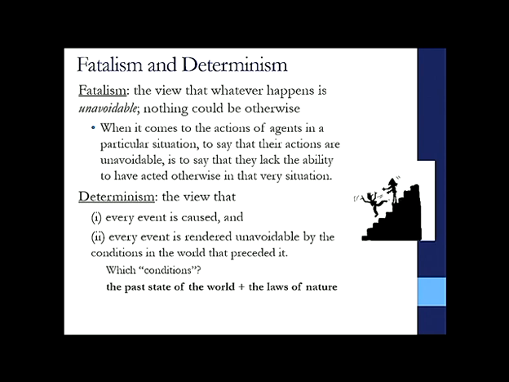But you can be a fatalist without being a determinist. You can say that everything that happens is rendered unavoidable, but it's not rendered unavoidable by the past and laws of nature. It's rendered unavoidable by some other thing. You might think maybe God controls all our actions or something. I don't know. Any alternative explanation you could think of is going to be a position that allows you to be a fatalist without being a determinist. Okay.